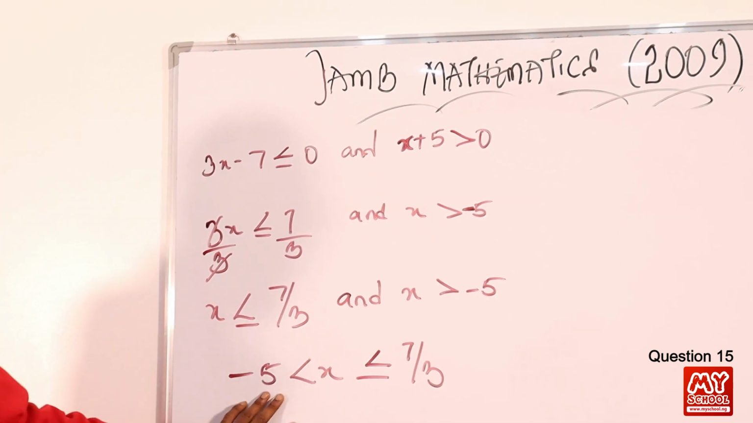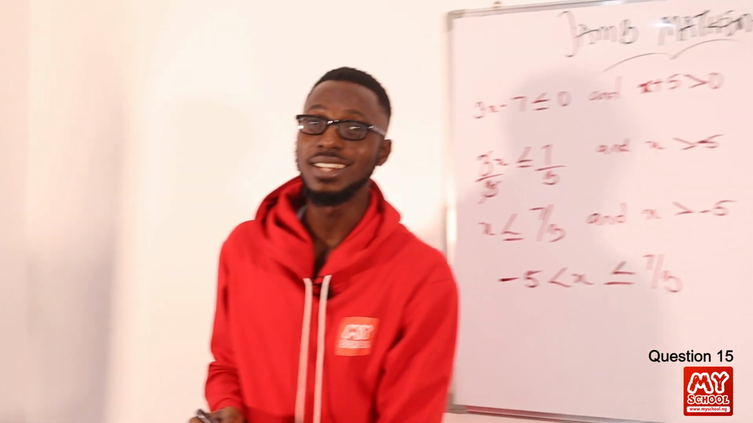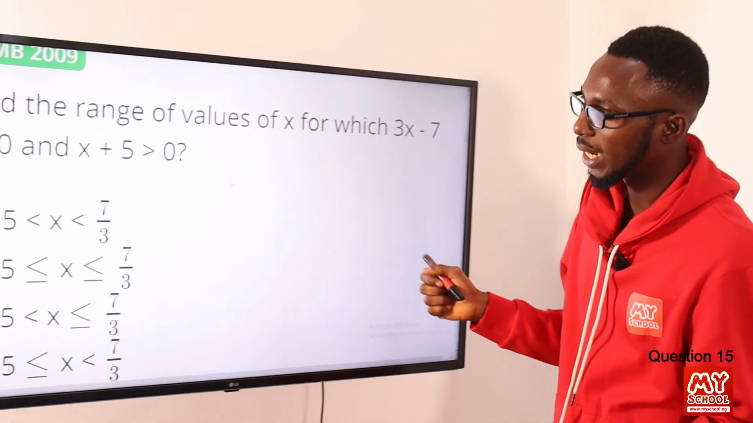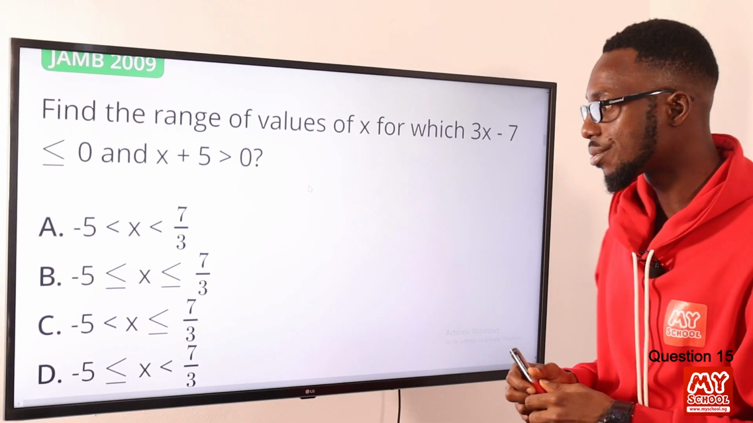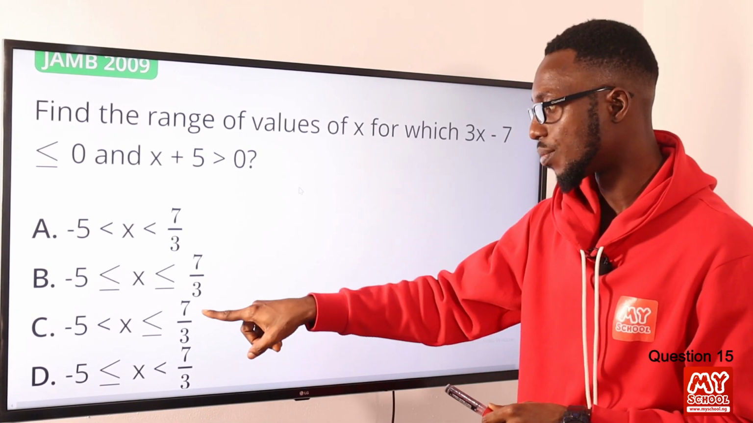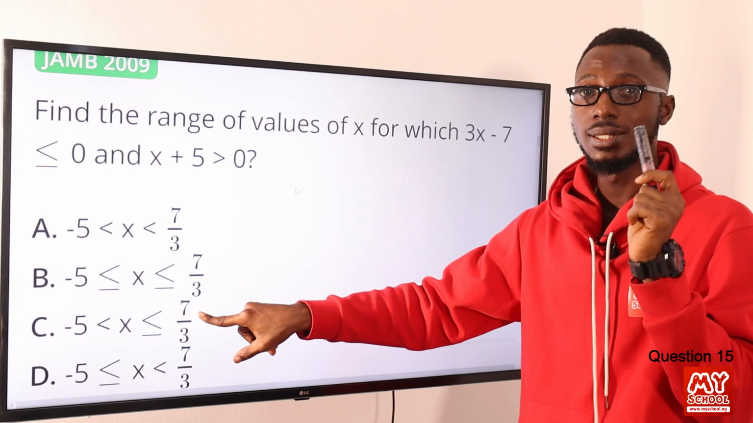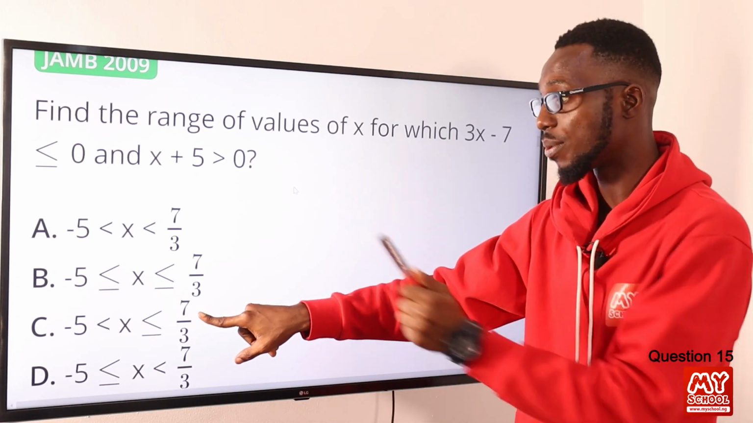So let's see, we have minus 5 is less than x, x is less than or equal to 7 over 3. Where can I find that? Minus 5 is less than x, x is less than or equal to 7 over 3. This is the right option. Please, you should take note of the inequality signs, very important. So option C is the right option.